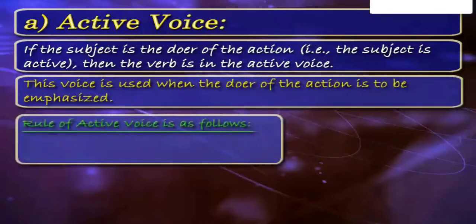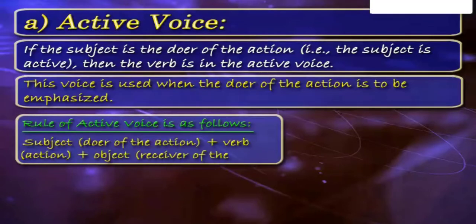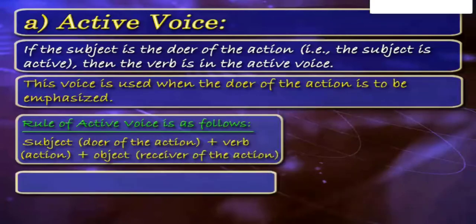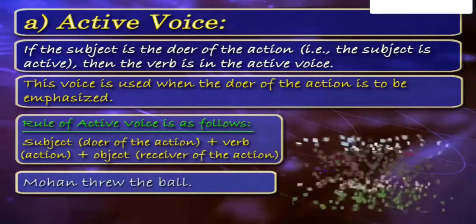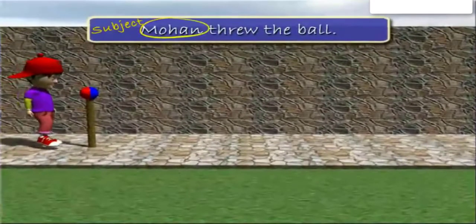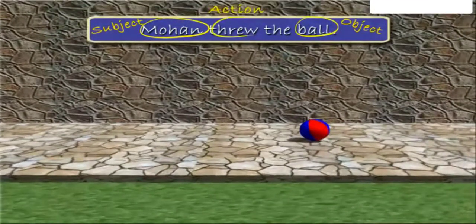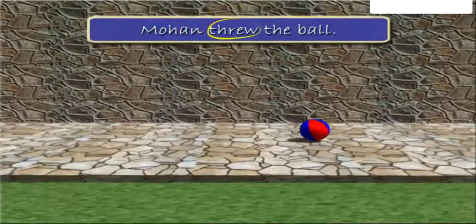Structure of a sentence containing active voice is subject or doer of the action plus verb or action plus object or receiver of the action. Let us see how. In this sentence, it is given, Mohan threw the ball. Here, Mohan is the subject while ball is the object. The doer of the action or threw is the subject. Hence, the verb is used in the active voice.